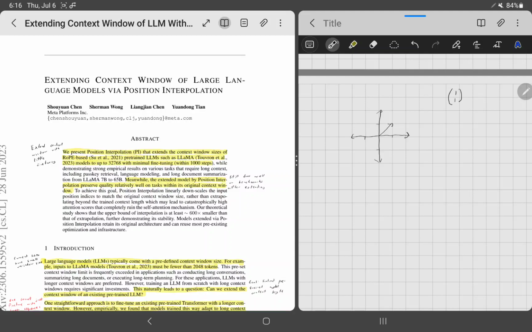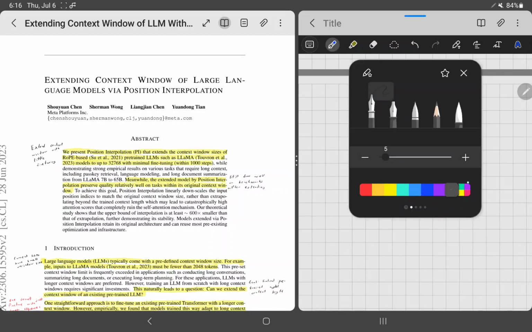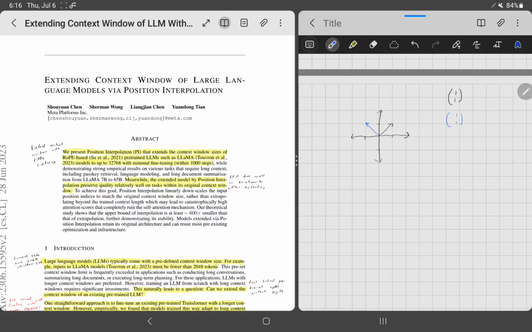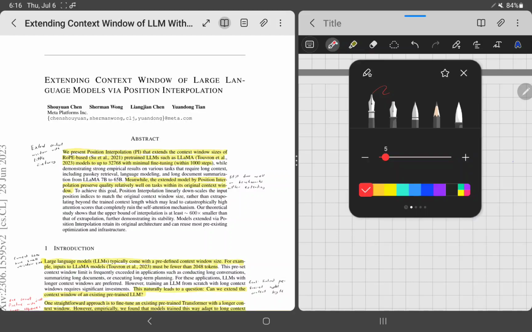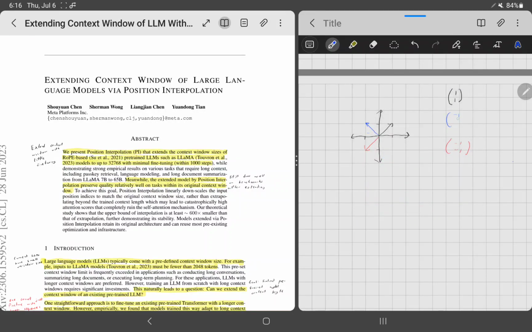Then the idea of rotary positional embeddings is I'm going to rotate this vector a little bit for position. So the blue vector would be the second item in the sequence. Then I'm going to rotate the vector a little bit more, and that'll be, say, the third item in the sequence. Well, it wouldn't be 1, 1, it would be -1, -1. And in this case, it would be -1, 1. So in this case, our sequence is I, love, and cats.